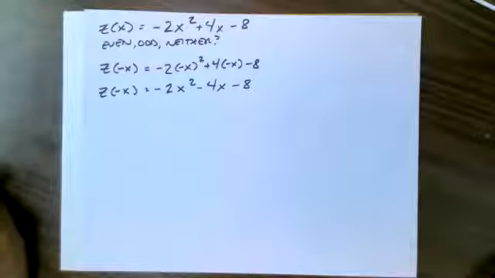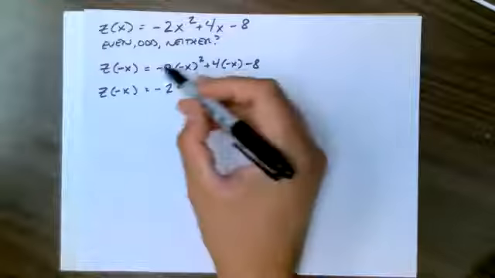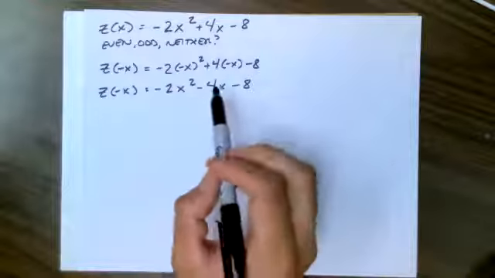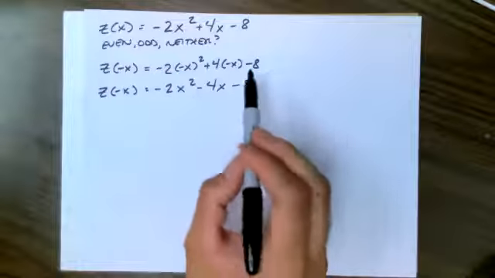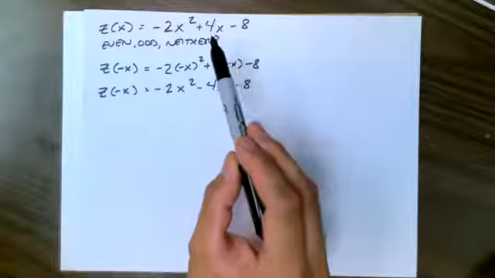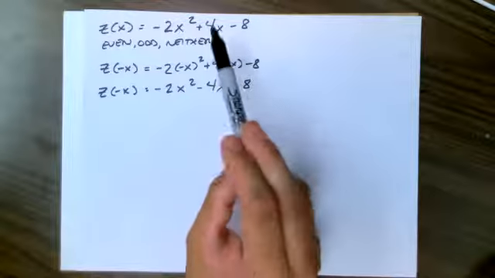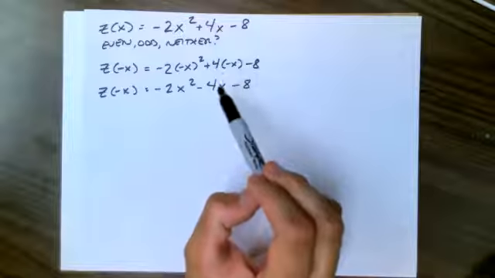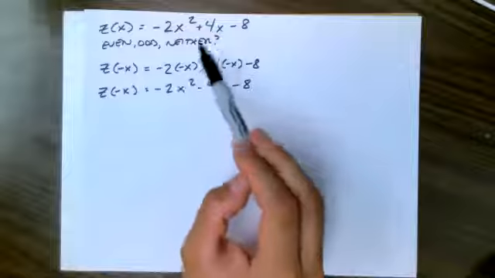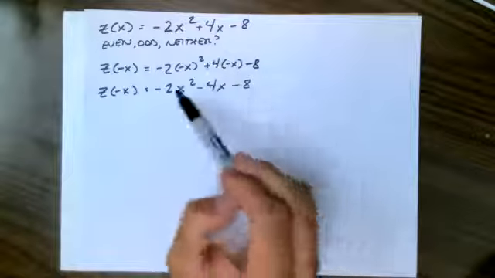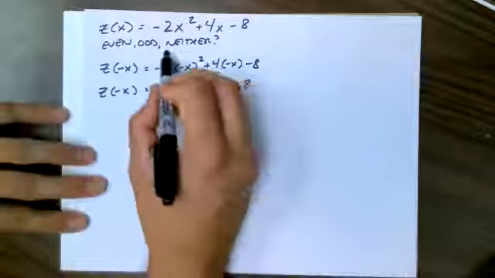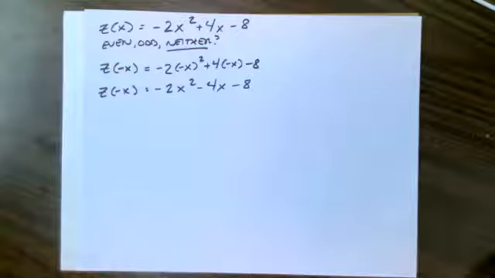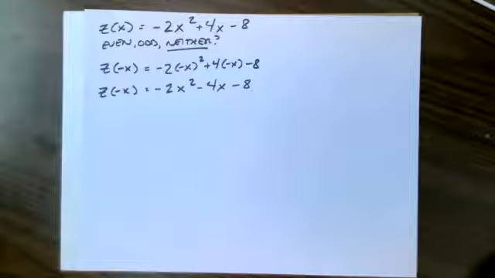So we're done. We have found what we get when we plug in negative x. It turns out it's not even, because this middle term changed from positive 4x to negative 4x. It's not odd because they didn't all change. The first two stayed the same. So therefore, for this function, it's neither. There's no function symmetry for this function.